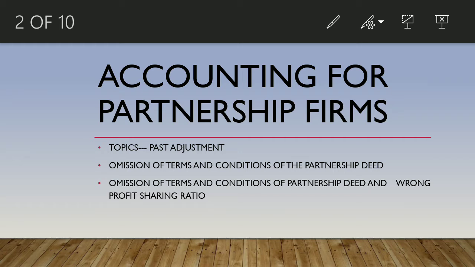And the other category of mistake is where the terms and conditions are ignored, and the original profit sharing ratio is also ignored, so they distributed the profit without considering the terms and conditions of the partnership deed and divided the profit in a wrong ratio. So two types of groups I have made. In one, only the terms and conditions are ignored, and the profit sharing ratio is used perfectly at the time of distribution. In the other, the terms and conditions are ignored, and side by side they have committed a blunder by taking a wrong profit sharing ratio instead of the agreed ratio. So this slide is based on two broad groups: terms and conditions ignored with the agreed ratio used, and terms and conditions ignored with the profit sharing ratio wrong.